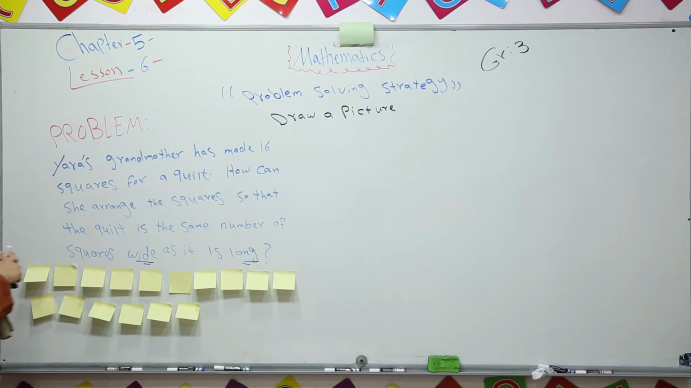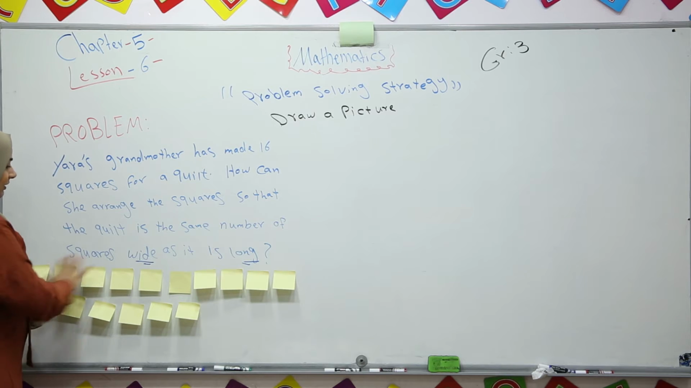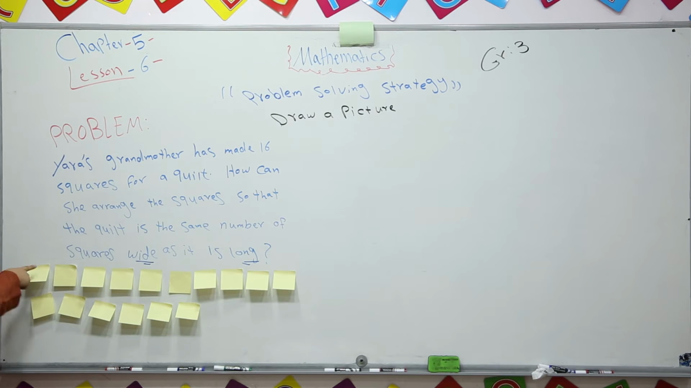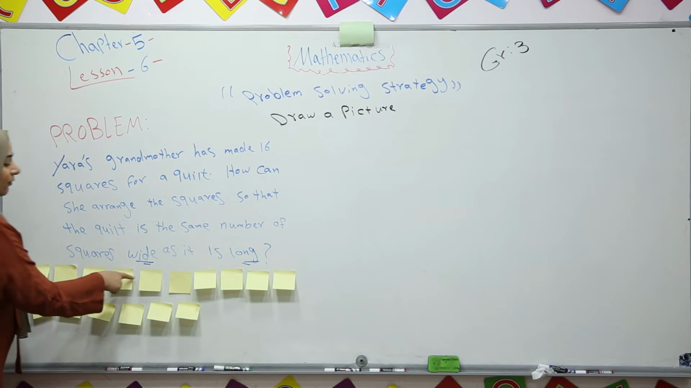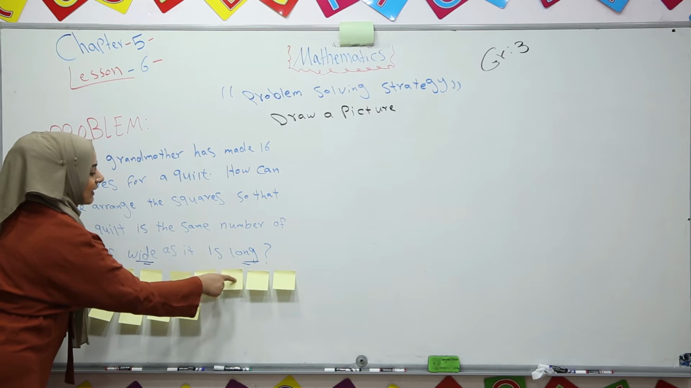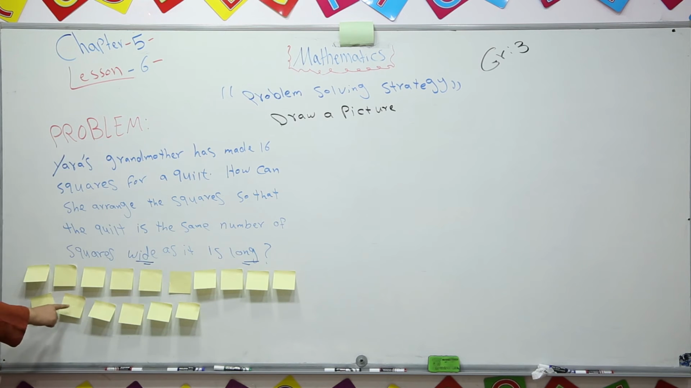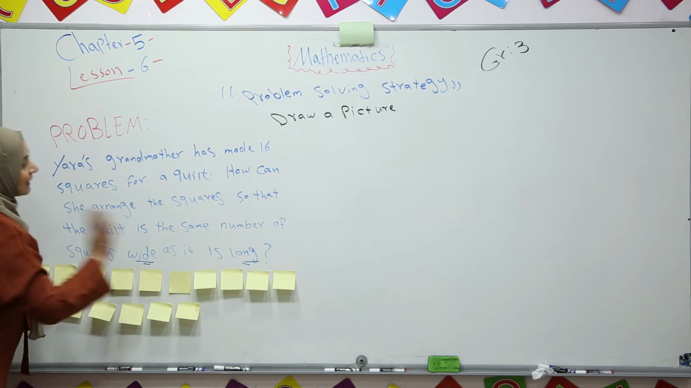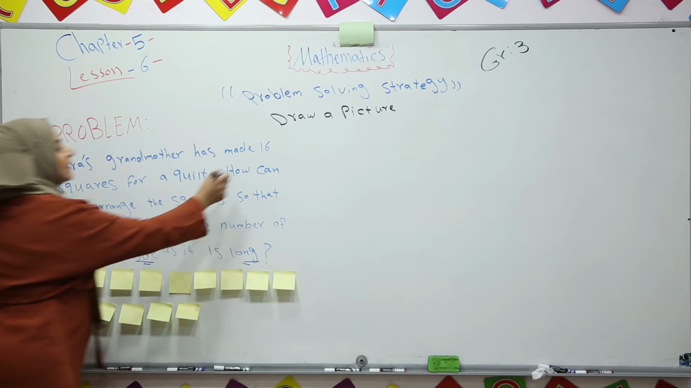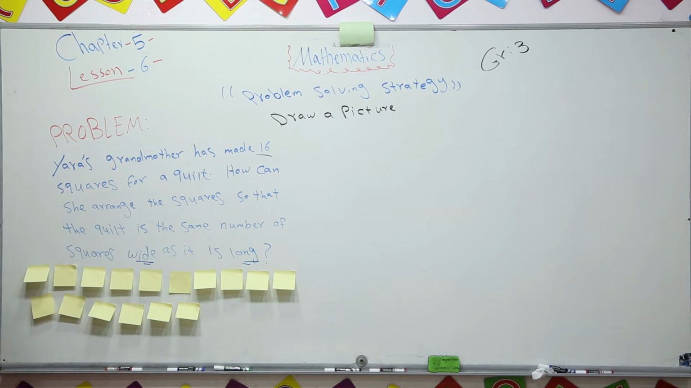Yara's grandmother has made 16 squares. Here we have the 16 squares. 1, 2, 3, 4, 5, 6, 7, 8, 9, 10, 11, 12, 13, 14, 15, 16. Here are our 16 squares, okay? For a quilt, she wants to make a quilt.